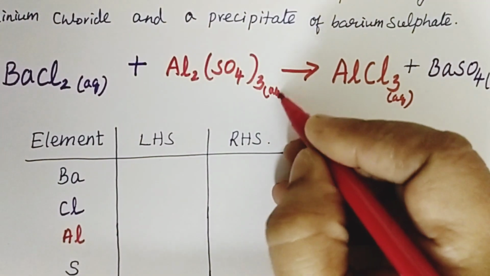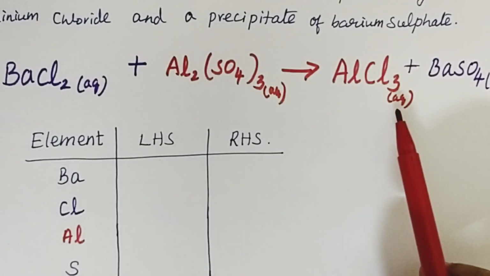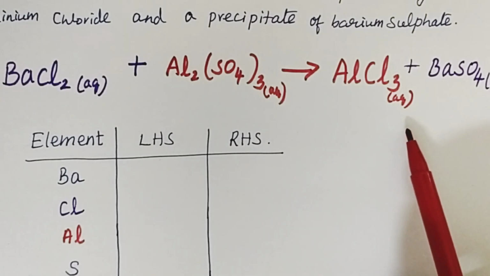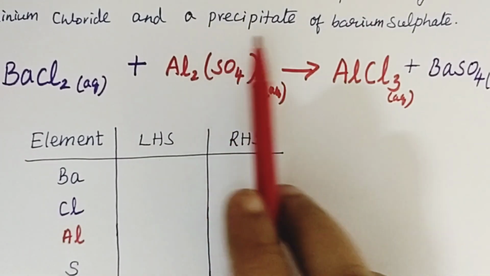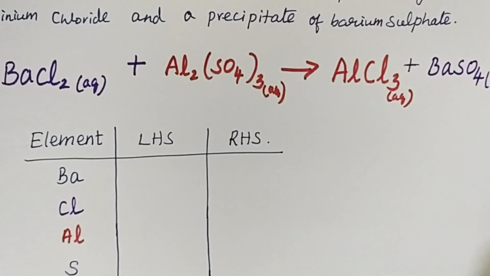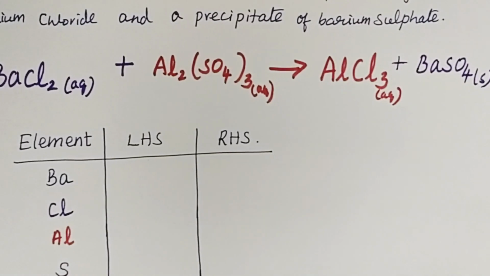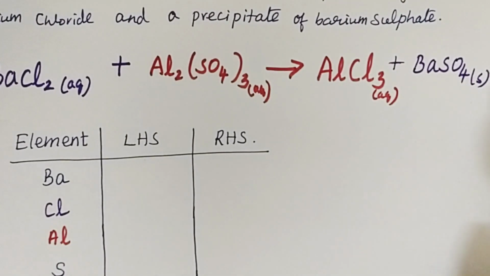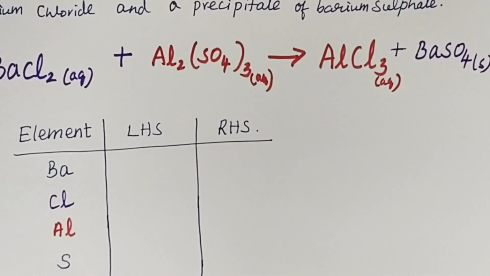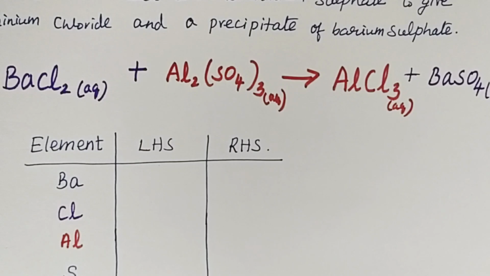Gives aluminium chloride. Formula is AlCl3, that is also in aqueous condition, plus a precipitate of barium sulfate. Barium sulfate formula BaSO4, and it is in solid condition. Now let us try to balance the equation. The method is hit and trial.